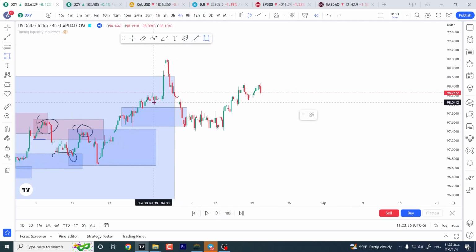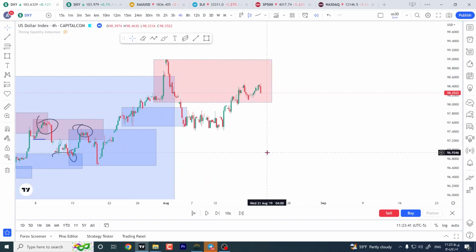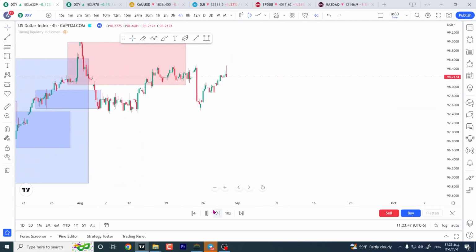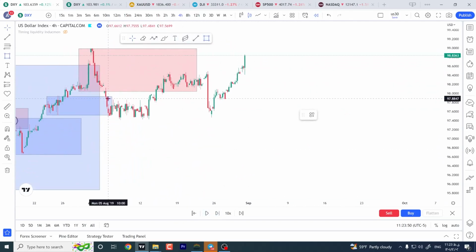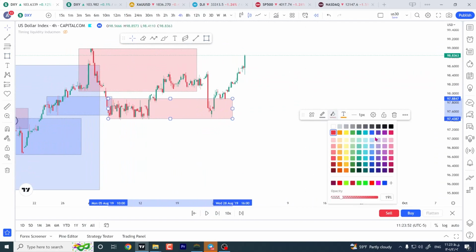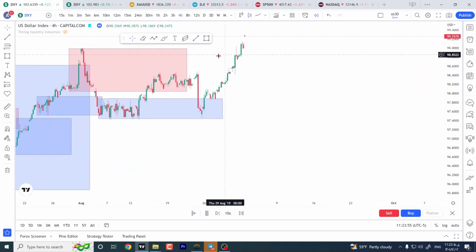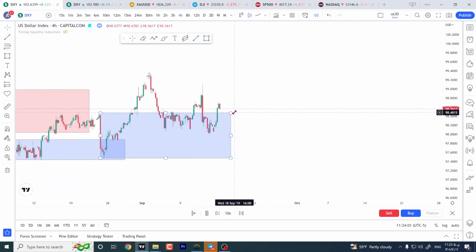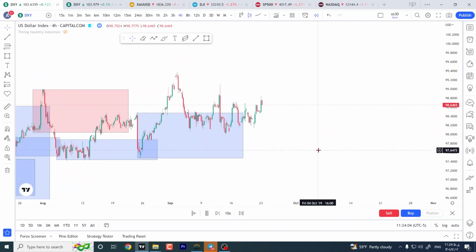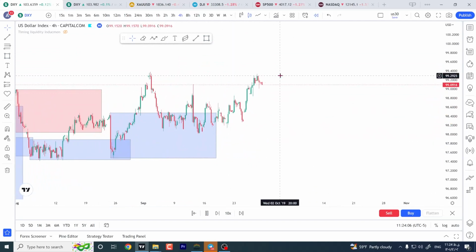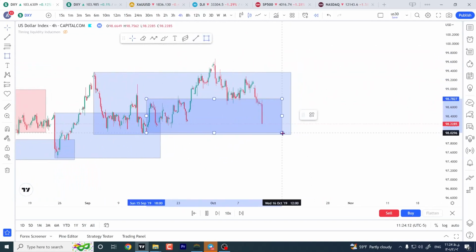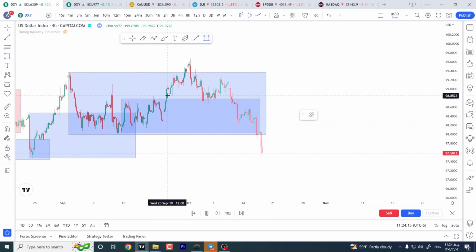We have a minor supply box, not important, but anyway we can pay attention to this one too. Why? Because it broke this structure and you can see the results. And another thing I didn't pay attention to is that we have a demand box here. You can see the results. We have a demand box here. It is ranging, and you can see the results. We have another demand box here and some demand boxes from here to here, and it created a supply box here.